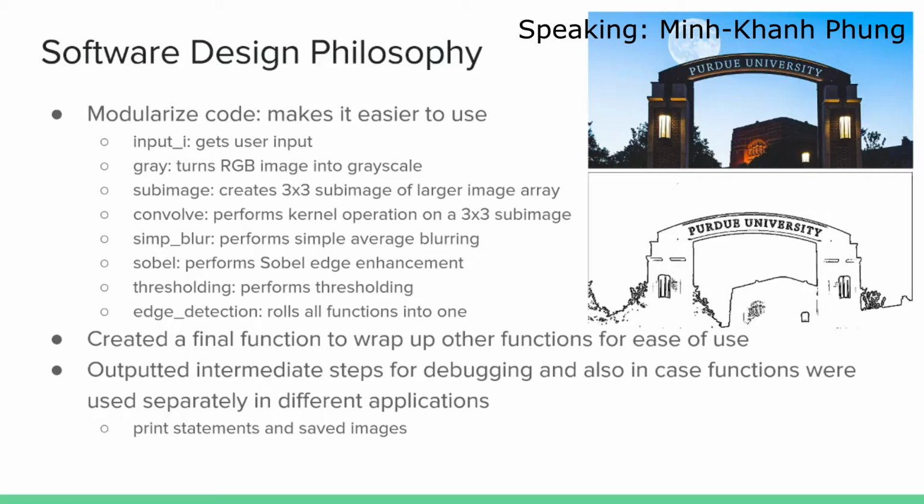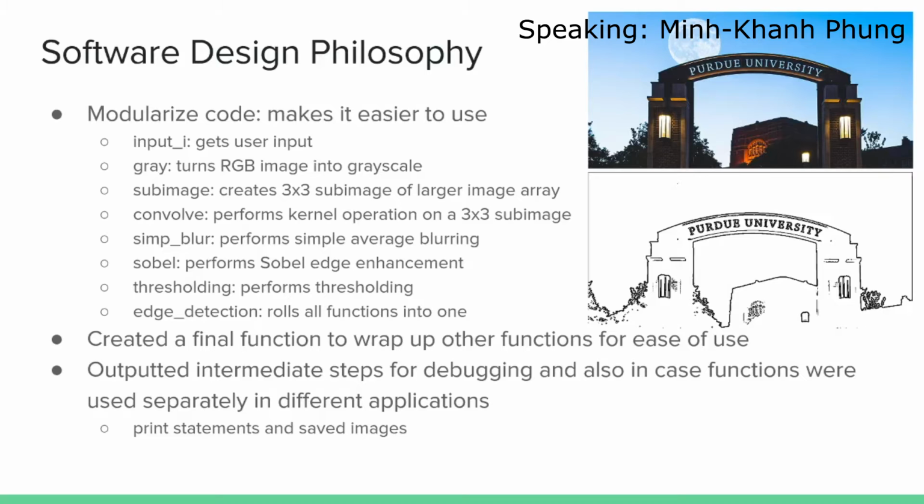The thresholding function performs the thresholding of the edge enhanced image based on the user input, and then edge detection rolls all of these functions into one in case someone wants to use our library but doesn't want to have to read through and understand every individual function. So our code is in two files. The first file contains all of these functions on their own as a library containing all of these modules, and then the second file just contains the edge detection function being implemented so that we can run the program.